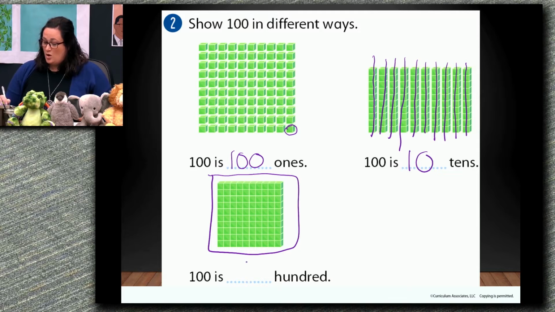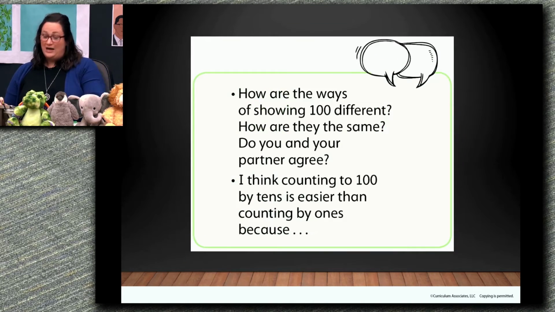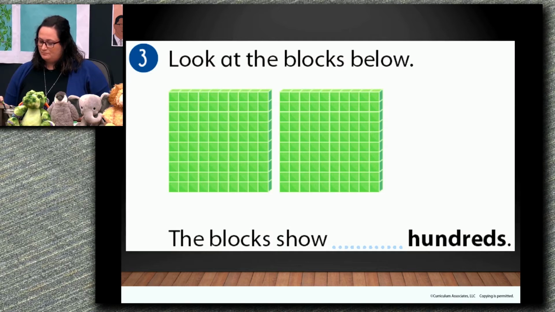100 is 100. It's not 100 of these, is it? I don't have 100 of these. It's just one of them. I don't have 100 10 sticks to make 100. I have 10 of them. But I do have 1 hundred block.